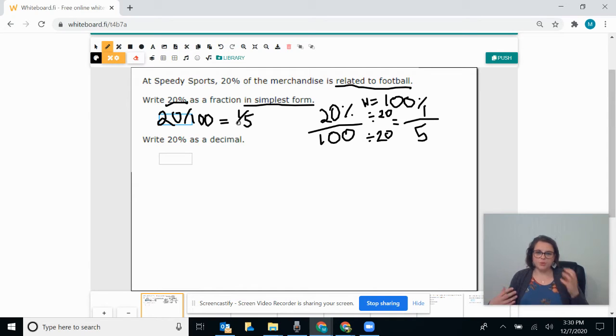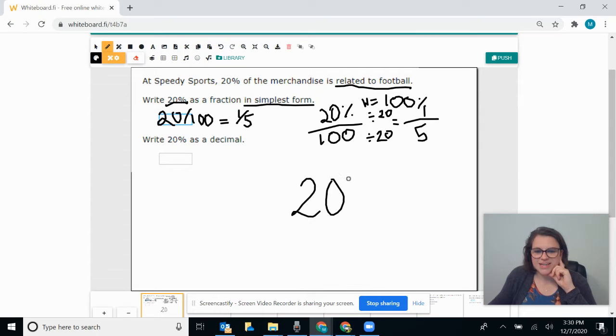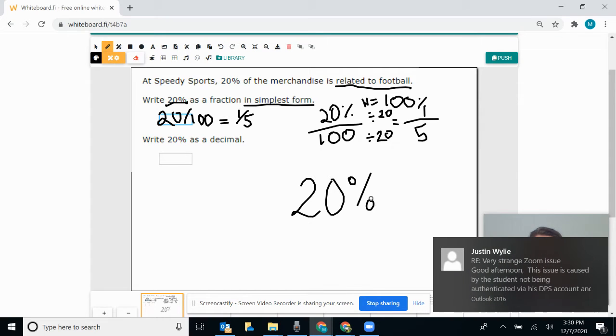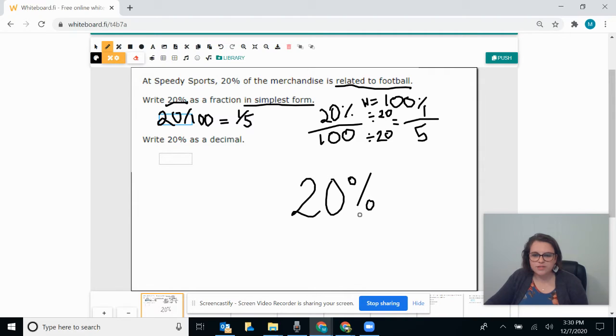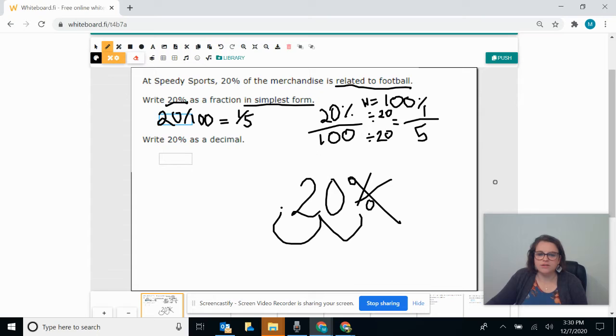Both mean 20%. Then we need to write 20% as a decimal. So we can just do our trick using Miss Beyonce's song, okay? Here is the percent sign. All I have to do is move the percent sign to the left, and then we put our decimal point and take out the percent.